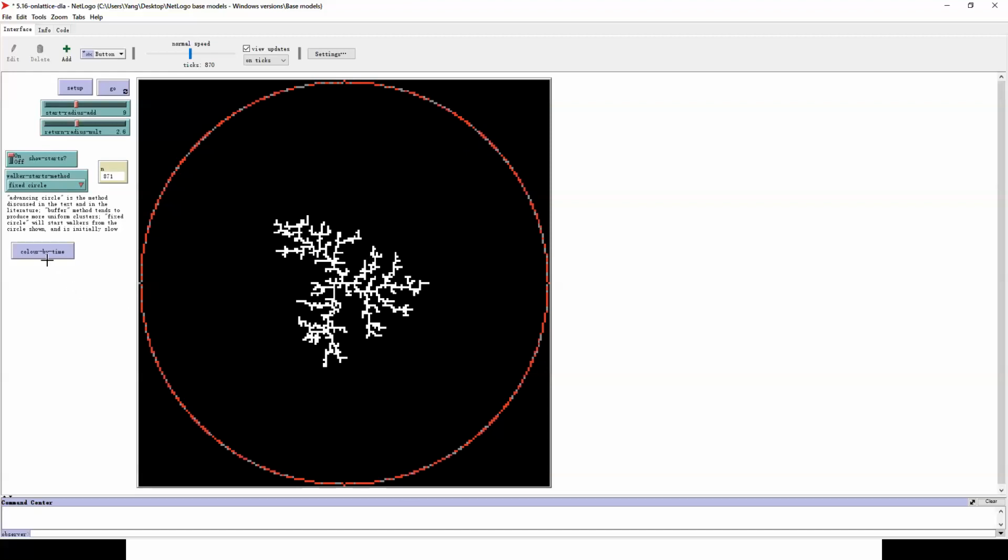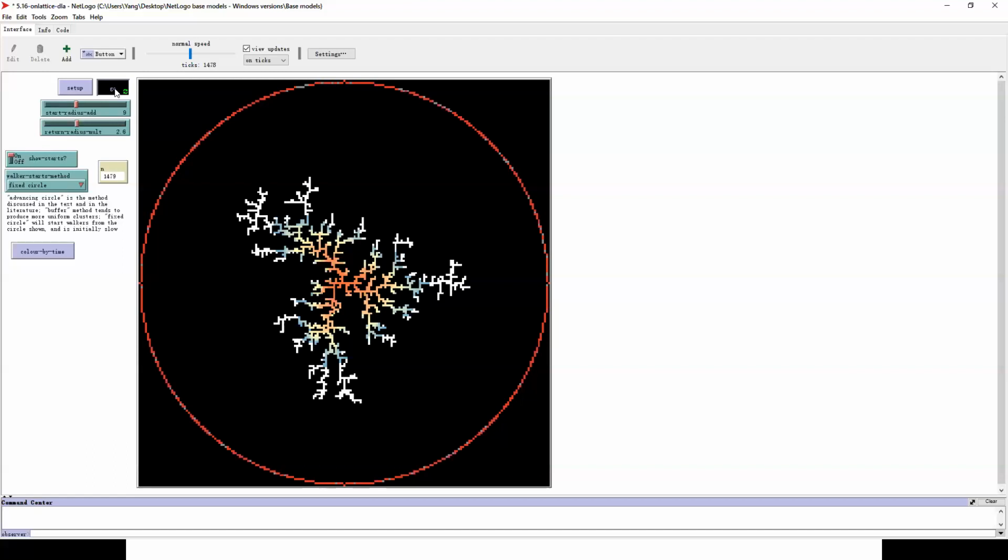Okay, and we can color by time. So you can see red areas indicating cells that were occupied at the very beginning of this simulation, then yellow area, then blue sites. All those blue sites were just occupied recently. If we let it go, we see that this Brownian tree is still increasing, still growing, right? We can color again.